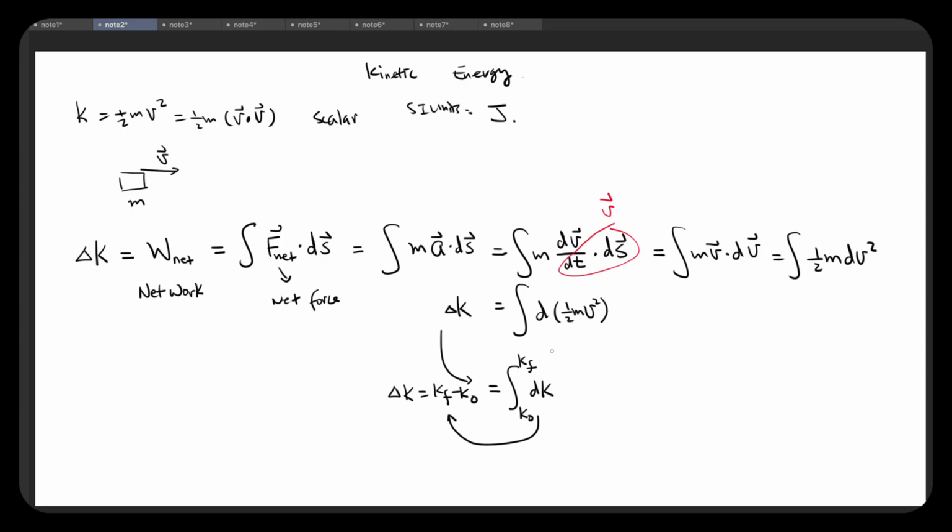Okay. Now from this relation, we know K, if I define it as 1/2 m v squared, then I have all the properties that we just talked about. So I just want to offer you a different way of looking at the kinetic energy definition, and it can be related to the net work done on an object.